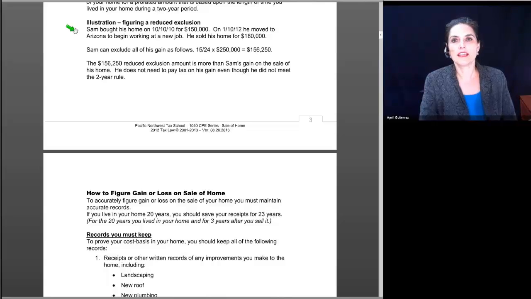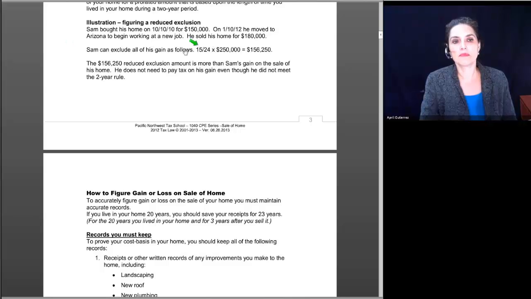Sam bought his home on 10/10 of 10 for $150,000. Then on 1/10 of 12, he moved to Arizona to begin working at a new job. He sold his home for $180,000. Sam can exclude all of his gain as follows.